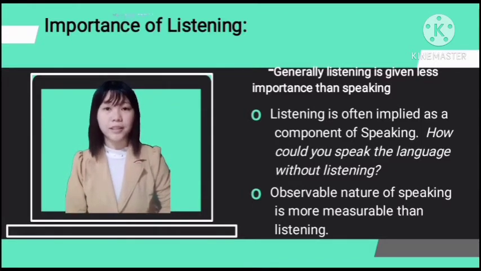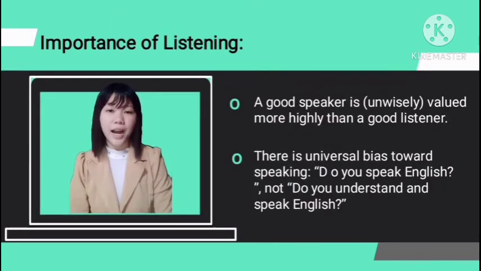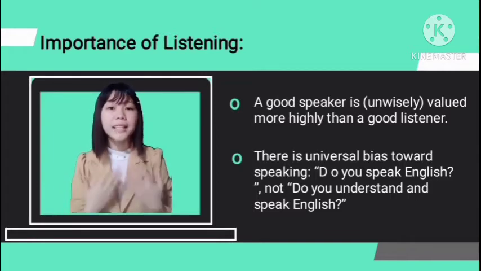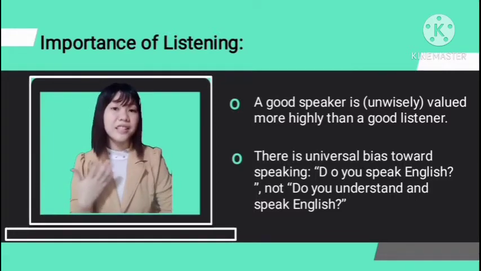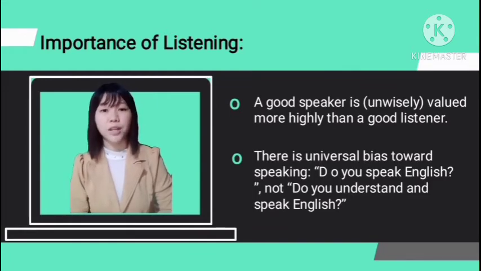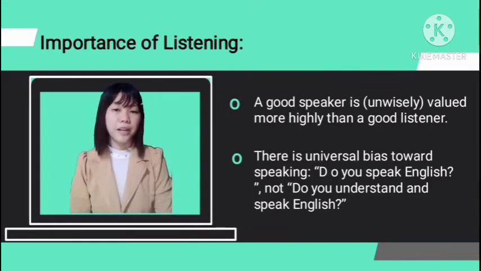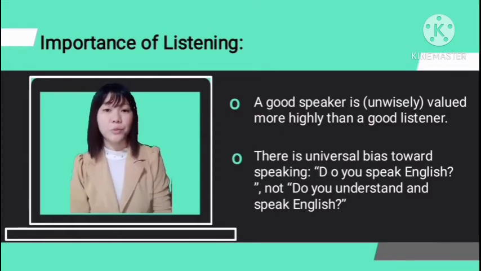Listening is the ability to understand the meaning of what you hear, and it will make you a more knowledgeable and thoughtful person. In addition, the overtly observable nature of speaking renders it more empirically measurable than listening. There are certain cases where people spend too much time on speaking and as a result neglect listening. And that is why speaking ability is more highly valued and more obvious than listening ability, and it's also easier to measure intuitively. However, there is a universal bias towards speaking.